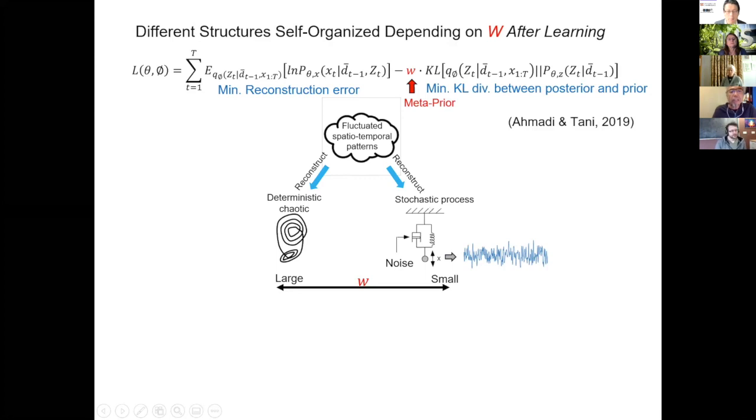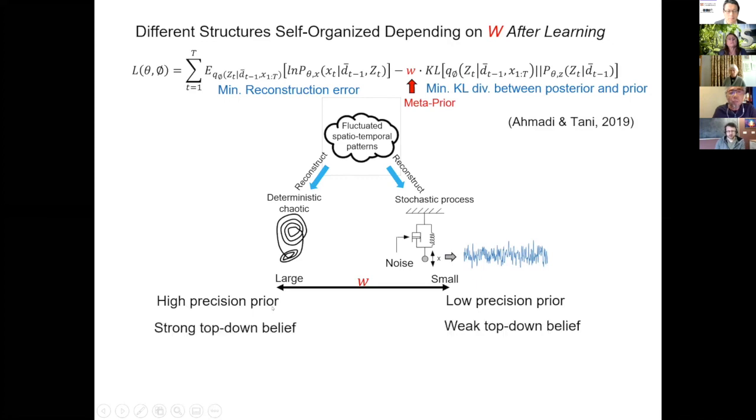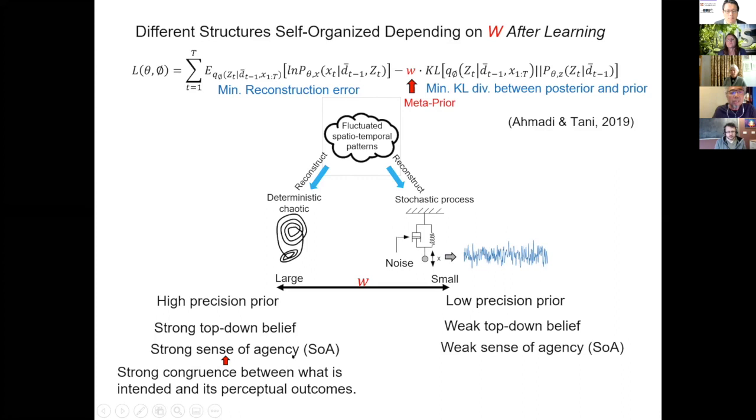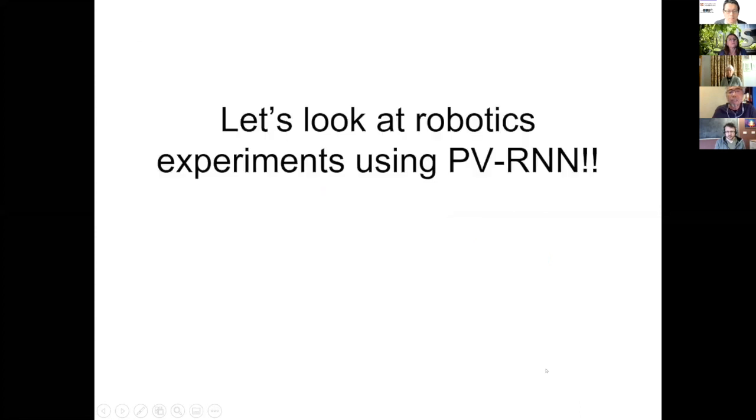So it means that when W is set larger, a high precision prior is developed. This means that a strong top-down belief comes out. That means a strong sense of agency comes. That means a strong congruence between what is intended and its perceptual outcome. If we set W small, the other way around comes. So now we look at the robotic experiments.